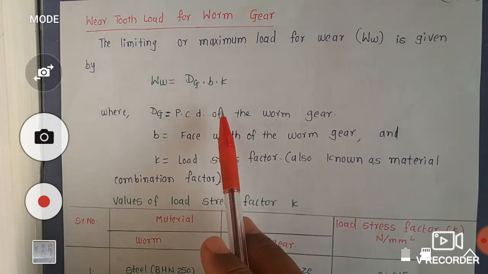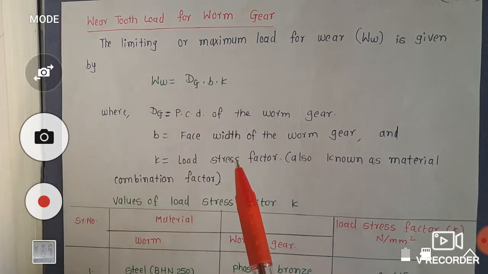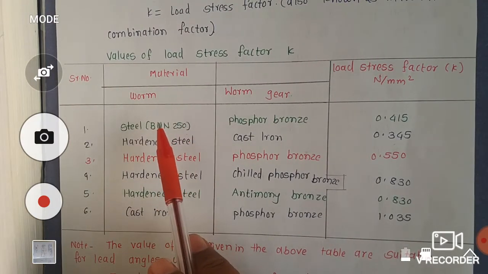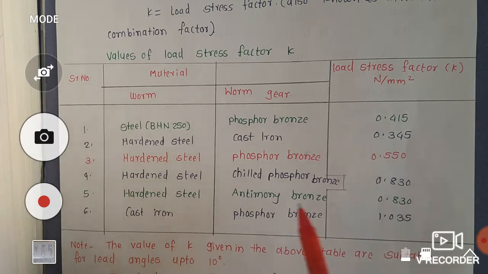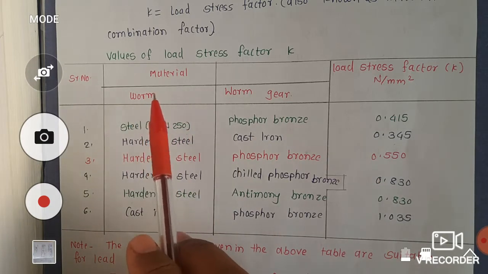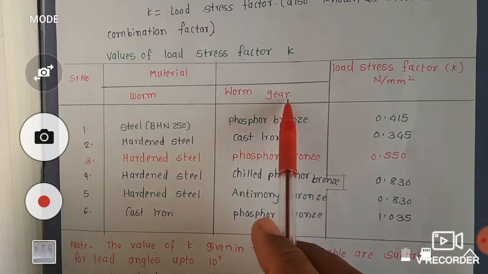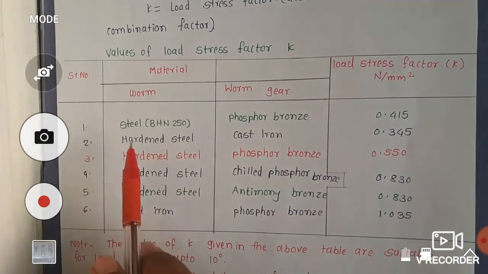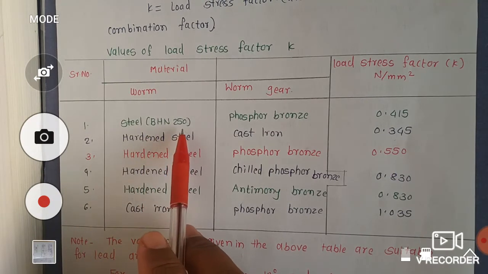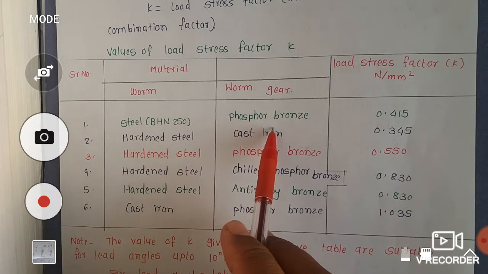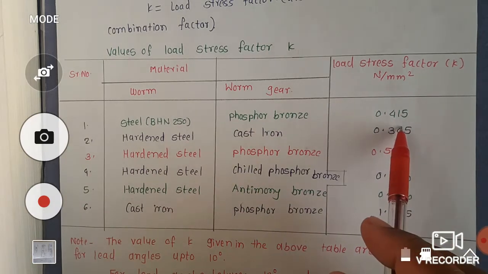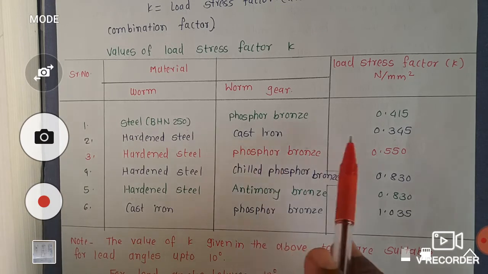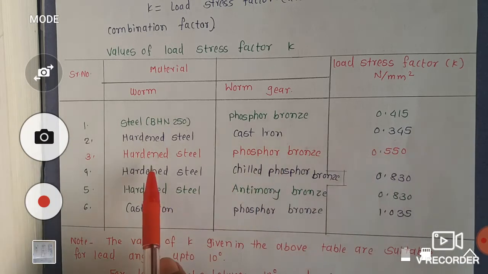This load stress factor, or material combination factor, we get from this table. If we observe this table, the headings are materials for worm and worm gear, then load stress factor K, which is in Newton per mm square. If worm is steel, which has a BHN value of 250, and worm gear is phosphorus bronze, then K is equal to 0.415. If worm material is hardened steel and worm gear is cast iron, then K is 0.345.